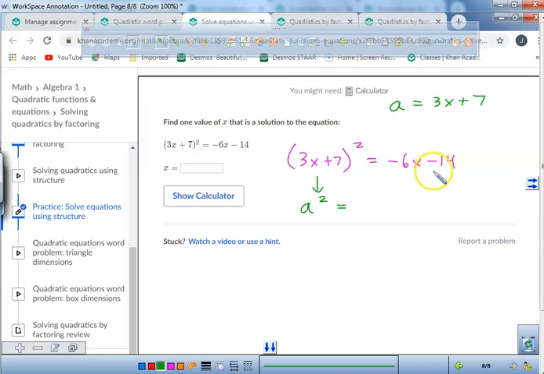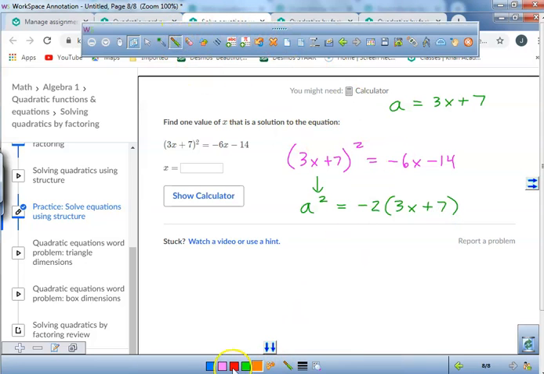Now, I don't know if you guys know a number that can go into a 6 and a 14, but I think a 2 could, right? They're both even. So watch this. I'm going to factor out a negative 2. Negative 2 times what gets me negative 6x? Negative 2 times 3. And negative 2 times what gets me a negative 14? Negative 2 times a positive 7.